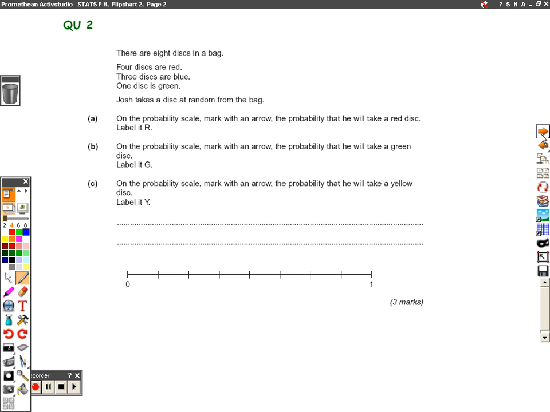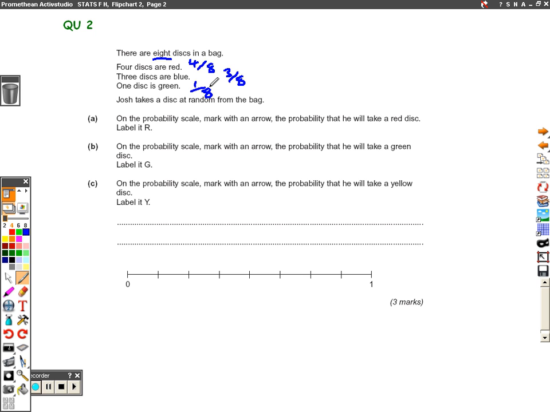Okay. There are 8 discs in a bag, so 8's important. 4 are red, so the probability of getting red is going to be 4 out of 8. 3 are blue, so 3 out of 8. And 1 is green, so 1 out of 8. On the probability scale, mark with an arrow the probability that it will take a red disc.